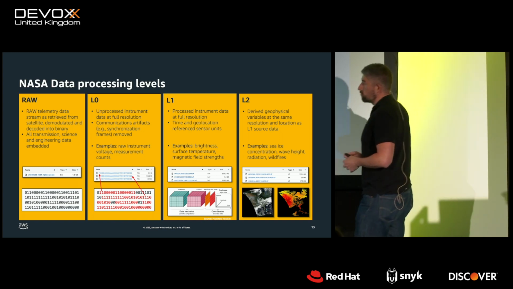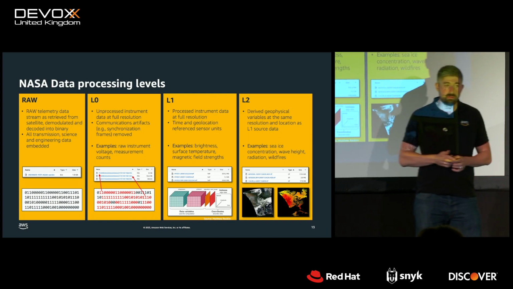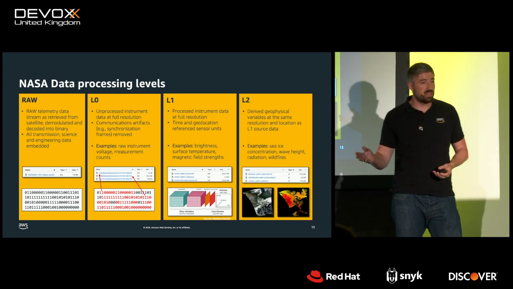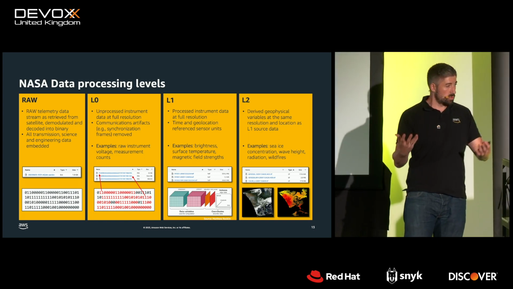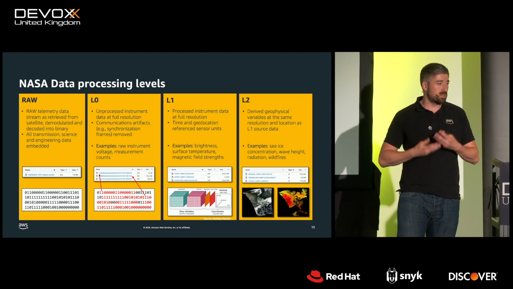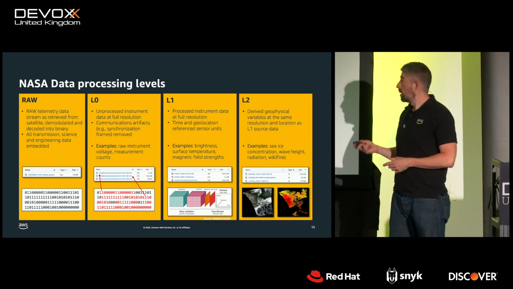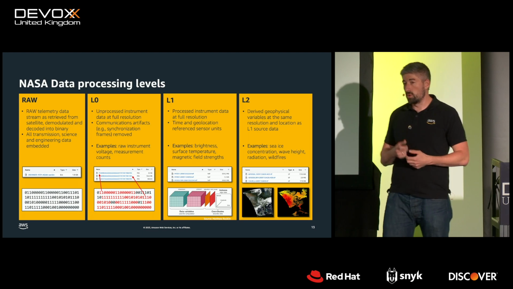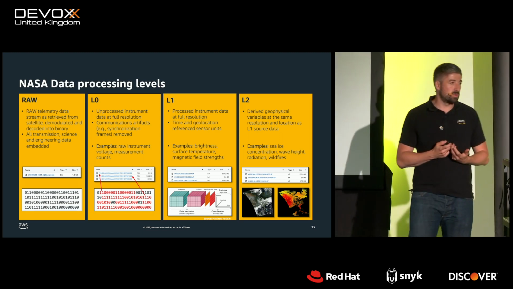Examples could be raw instrument voltage. So the instrument has a readout and it doesn't really convert this to a unit that humans would understand. It's just voltage, and that's the data that the satellite reports, or measurement counts, for instance. That's the kind of data you get at this stage.